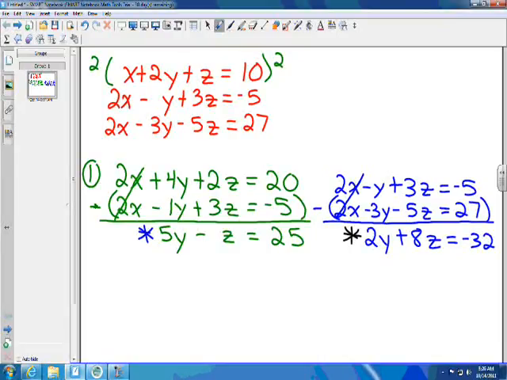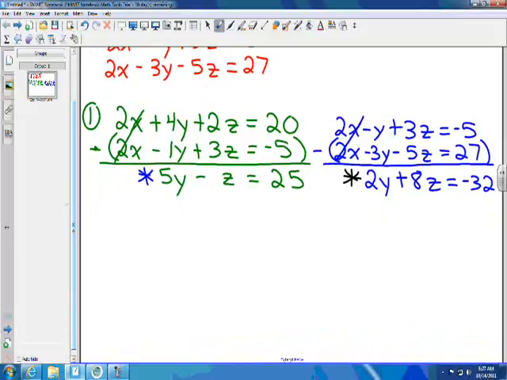What you do then, so step 3, is eliminate with these two. Take your two new equations. Doesn't matter which one you put on top or bottom. Now you have to eliminate another variable. We got to get down to one variable. That's the goal here.